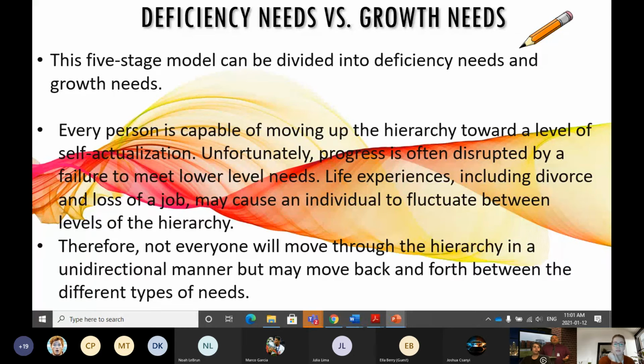So you'll understand this hierarchy of needs, this pyramid, on the next slide. Like I said, you'll see what I mean. Then it'll make sense when you see that people can fluctuate between the levels. It doesn't move in a very straightforward, fluid motion, because life happens and life experiences happen and they can set us back.